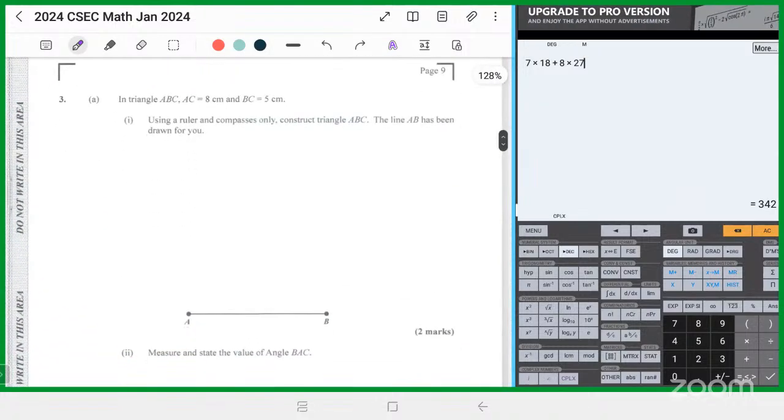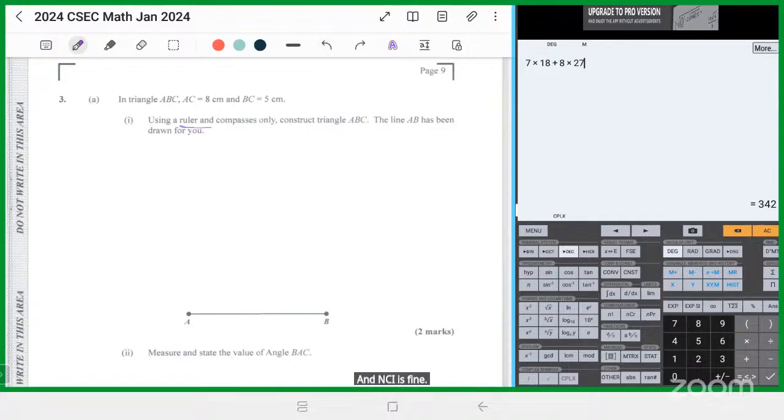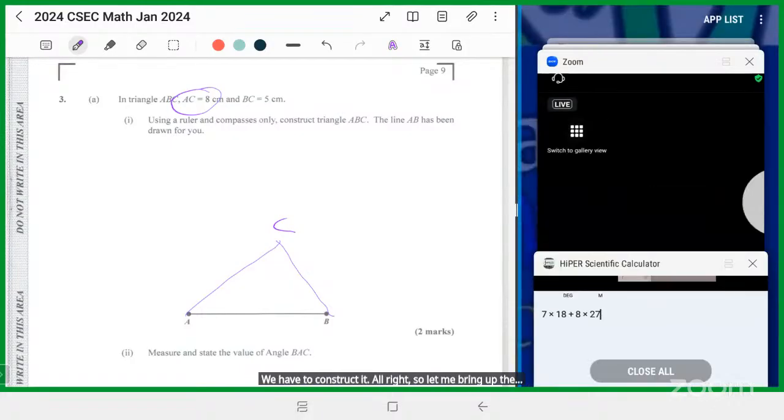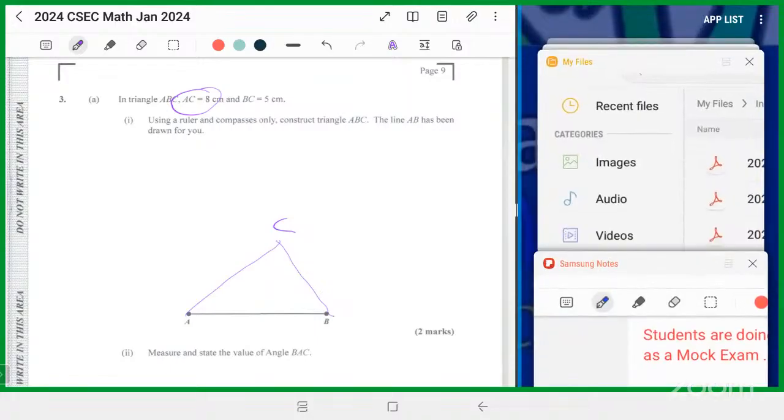This question says triangle ABC, AC is 8 and BC is 5. It says using ruler and compasses only, construct triangle ABC, and they have already drawn the line AB for us. We need to add AC up here and BC up here. We have to construct it. All right, so let me bring up the device to construct it.